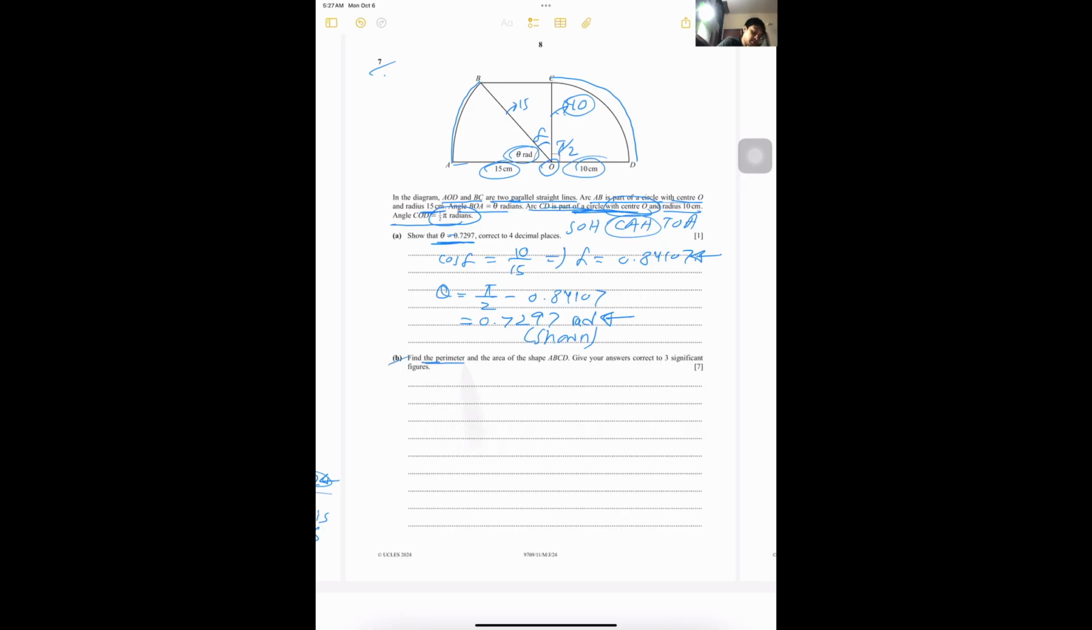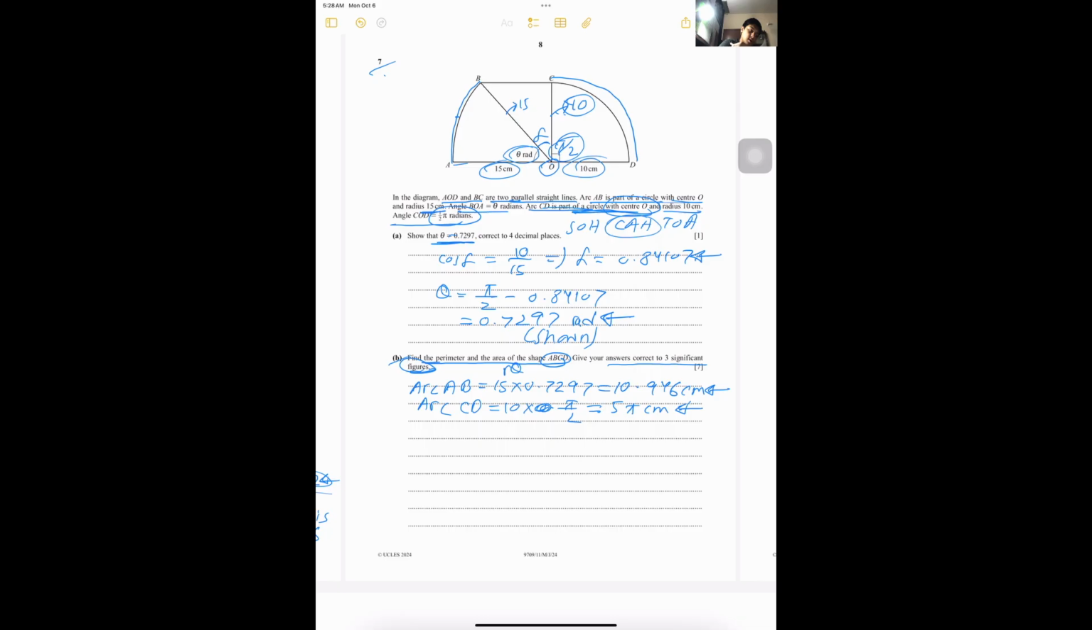Find the perimeter and the area of the shape ABCD. Give your answers correct to 3 significant figures. So first let's find arc AB, which is 15 into 0.7297, which is 10.946 centimeter. I found this, and we just use r theta. Then let's find arc CD, again r theta, which is 10 into pi by 2, which is 5 pi centimeter, right?